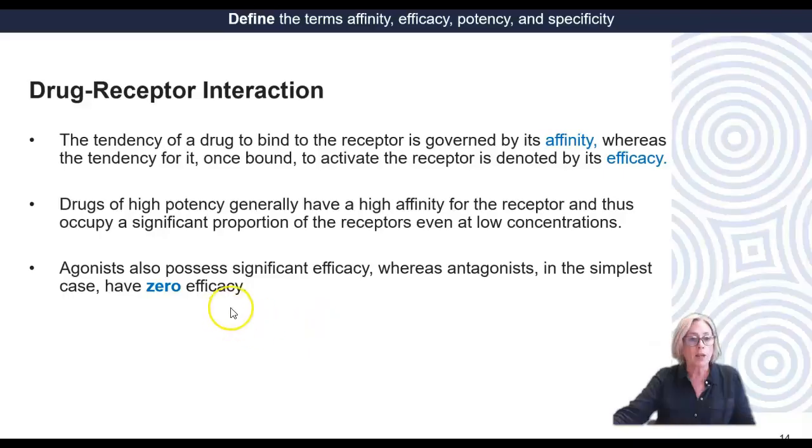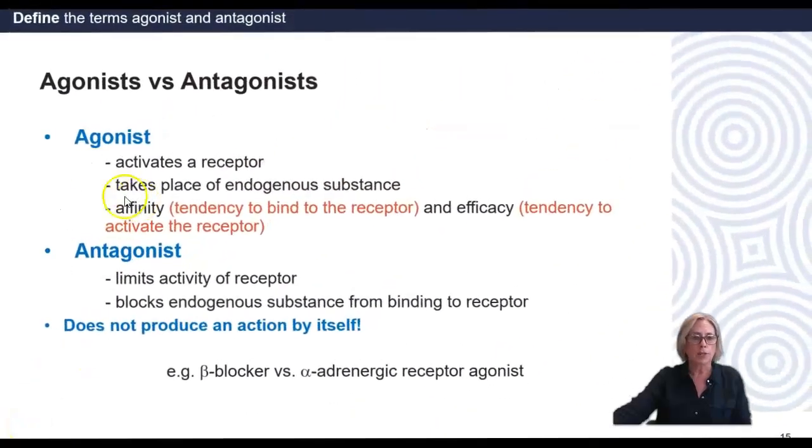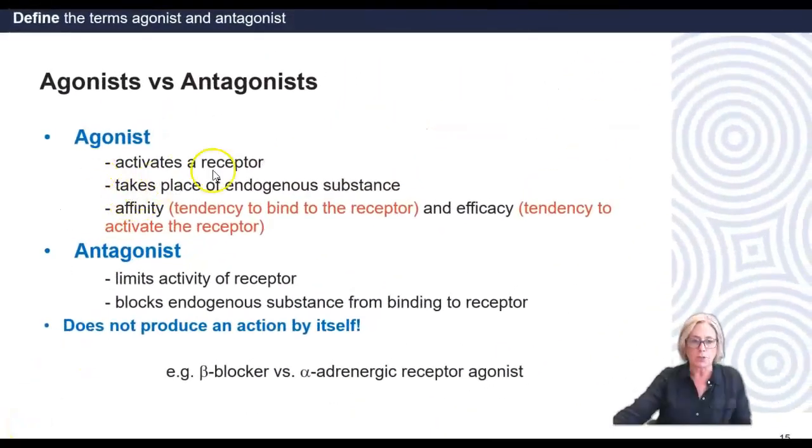Antagonists display affinity but have no efficacy, and that's why they're used as blockers to block the endogenous ligand from binding. An example of an antagonist is naloxone, and naloxone blocks the opioid receptor, and it's used to reverse the harmful effects of an excess of opioids, such as what occurs when somebody has a heroin overdose.